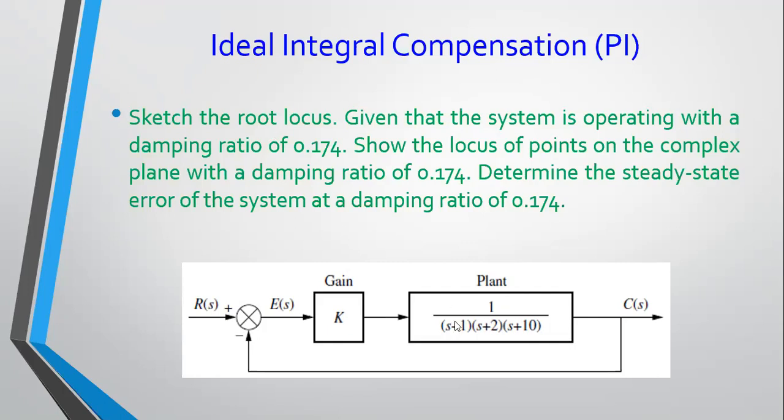So sketch a root locus. You're going to put your three finite open loop poles at -1, -2, and -10, and then you can use rules to sketch it. Given that the system is operating with a damping ratio of 0.174, you still want to preserve a damping ratio of 0.174, so you can draw your damping ratio line on your locus, and then you can find the particular point you're operating at currently. It's going to give you a specific peak time and settling time, which you can work out. Now, determine the steady-state error of the system at a damping ratio of 0.174.